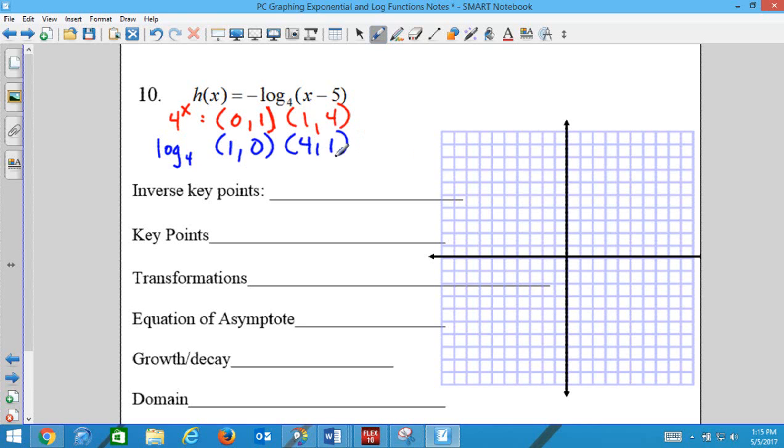Then we transform it. What transformations are we going to have? Reflection in the x-axis, and then translate right 5. So to my x's, I'm going to add 5. And to my y's, I'm going to multiply by -1.